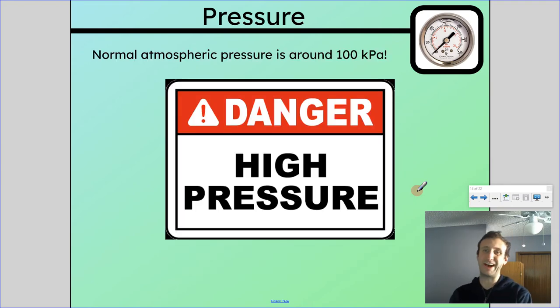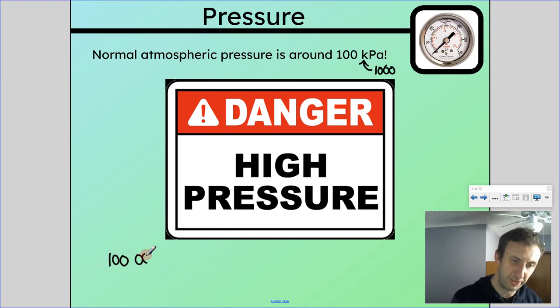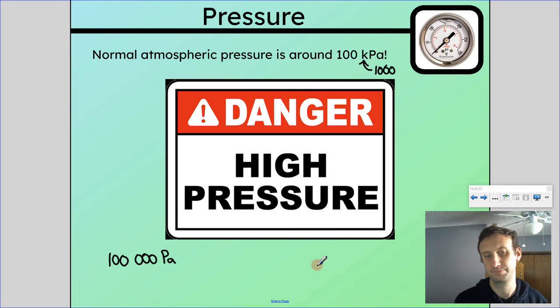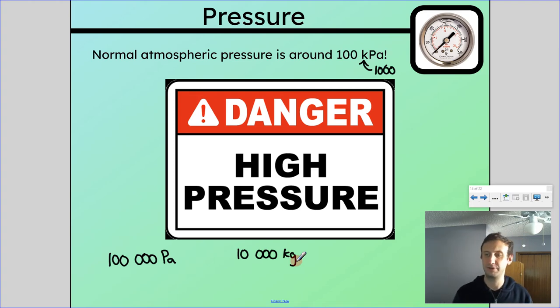So normal atmospheric pressure is 100 kPa. What's a kPa? Well, k means 1,000. So that means that normal air pressure on you right now is 100,000 pascals. So this means that you essentially have pressure that would be equivalent to 10,000 kilograms of mass pushing on every meter squared of your body. So if you had a meter squared of area to your body, which we all do, that's 10,000 kilograms per meter squared that's pushing on you. That's an incredible amount of pressure, right? 10,000 kilograms is a lot.